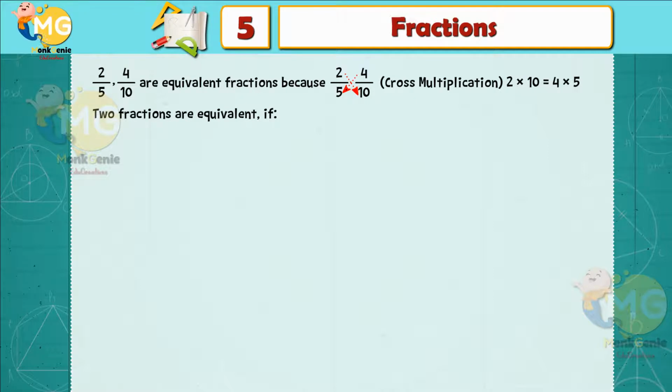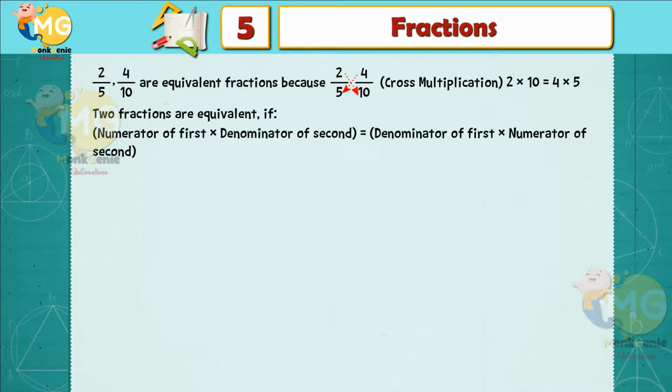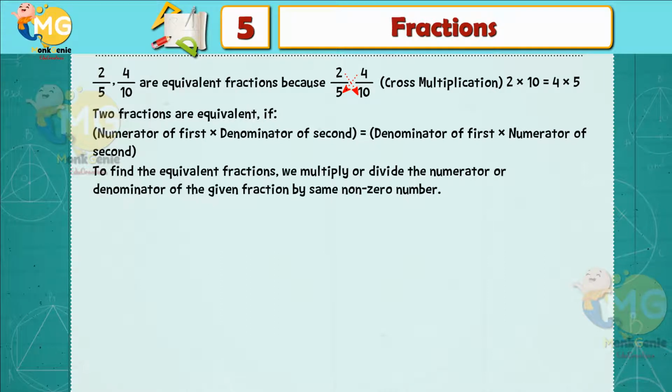Two fractions are equivalent if numerator of first into denominator of second is equal to denominator of first into numerator of second. To find the equivalent fractions, we multiply or divide the numerator and denominator of the given fraction by same non-zero number. Example: write a fraction equivalent to 3/4.